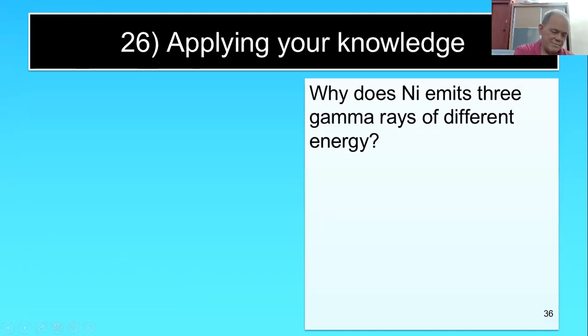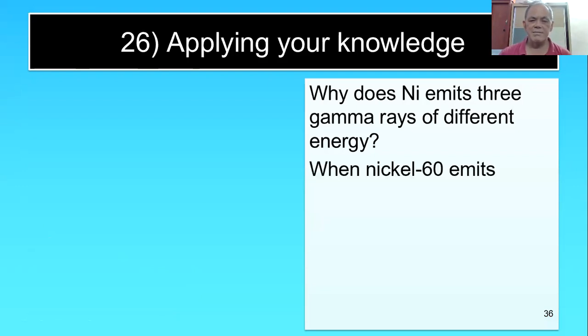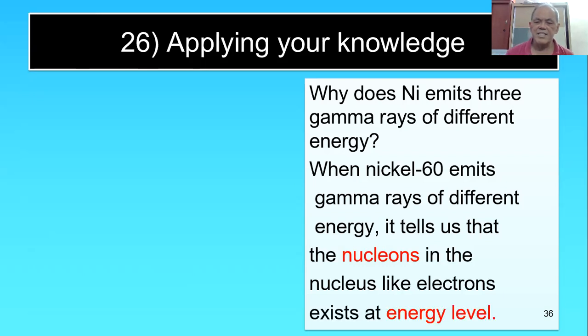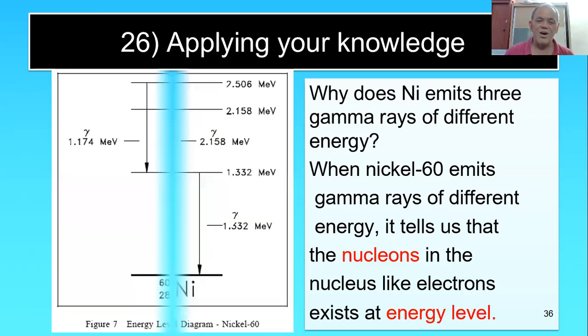Okay, applying your knowledge. Right? The examiner likes to see whether you know how to apply your knowledge. So why does nickel emit 3 gamma rays of different energy? You are supposed to be able to apply your knowledge. When nickel emits gamma rays of different energy, it tells us that the nucleons in the nucleus, like electrons, exist at energy levels. That means it's just like the emission spectrum of an atom. The nucleons occupy energy levels.